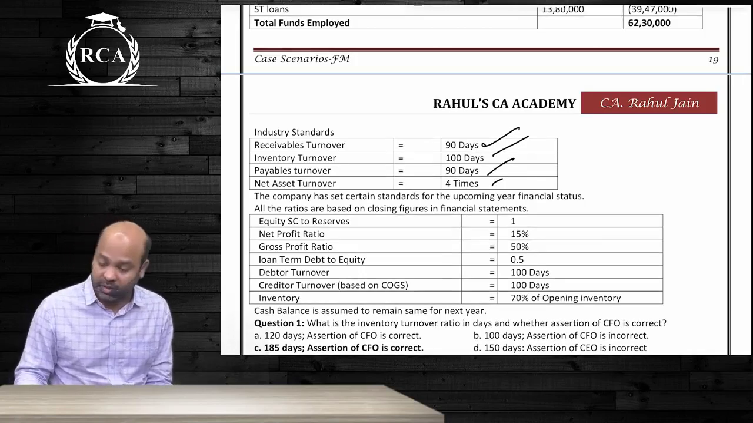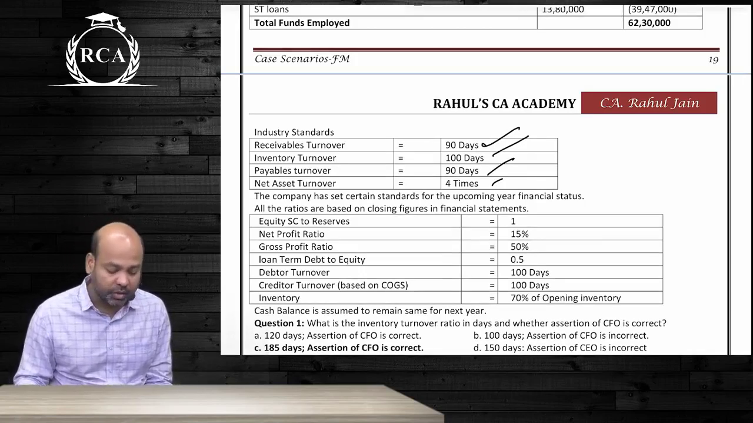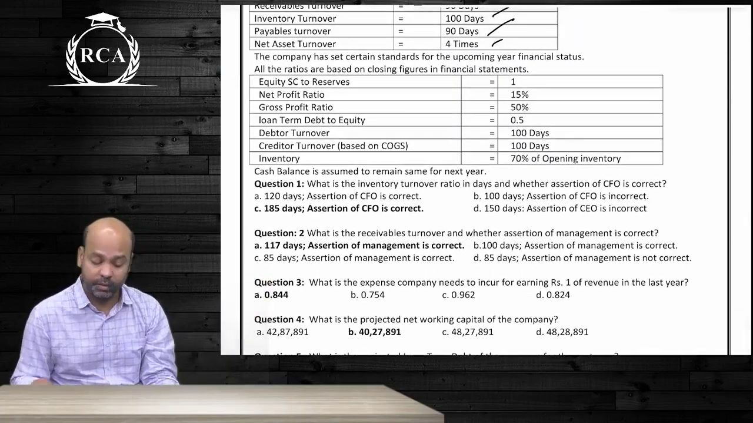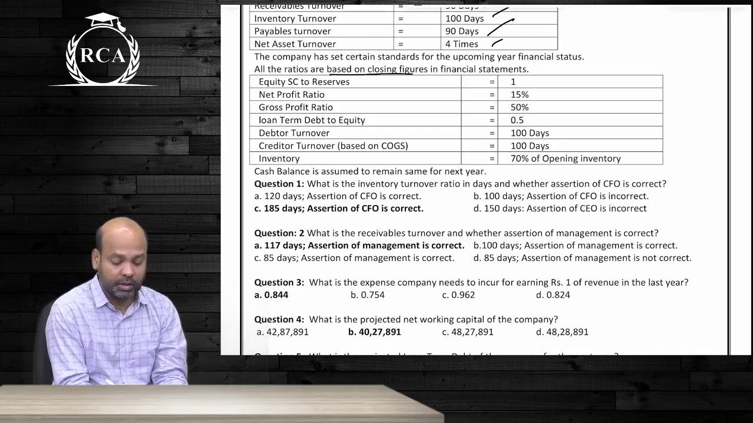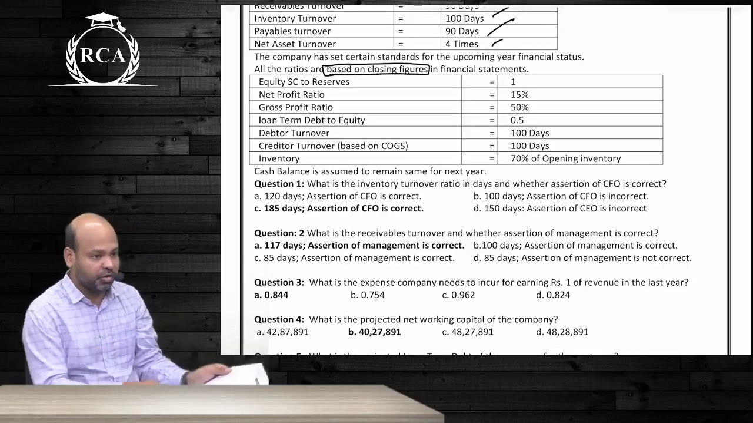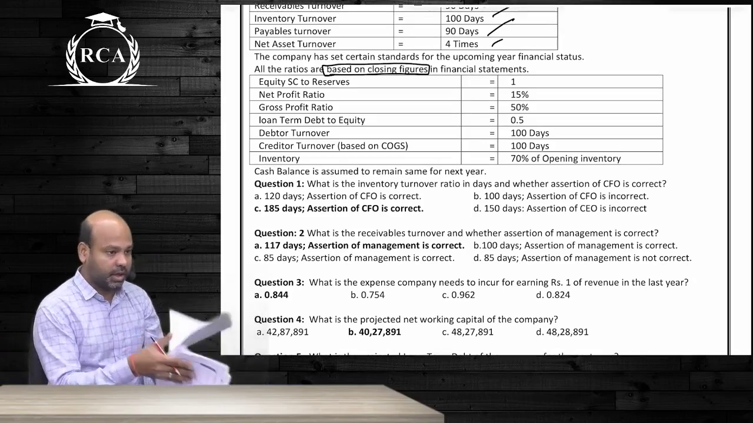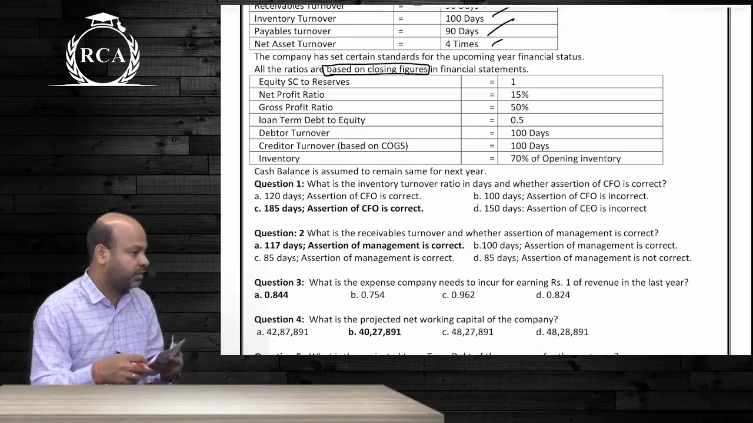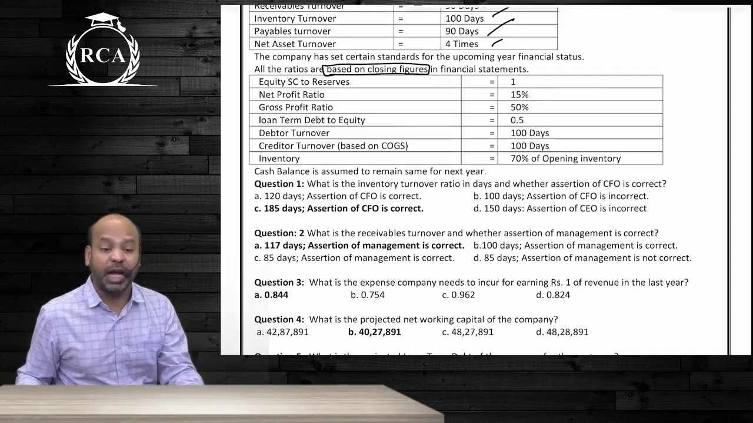The company has set certain standards for the upcoming year financial status. All the ratios are based on closing figures and financial statements. This is important. I made you mark this also guys, that here ratios will not be based on average values. Ratios will be based on, yaad aa raha hai kuch? Please underline that here also guys. Ratios are based on closing figures guys and financial statements. They are not based on average values.